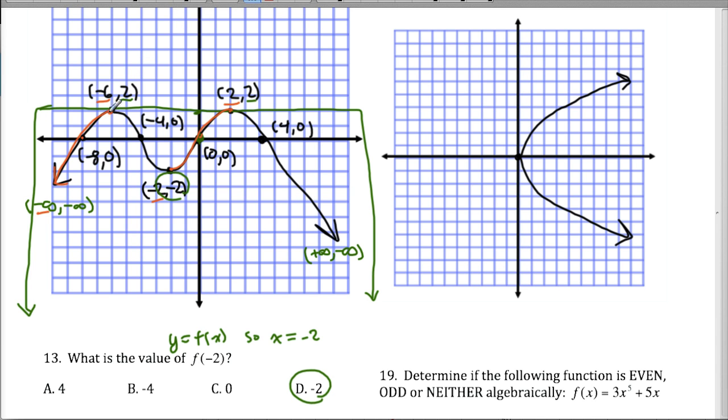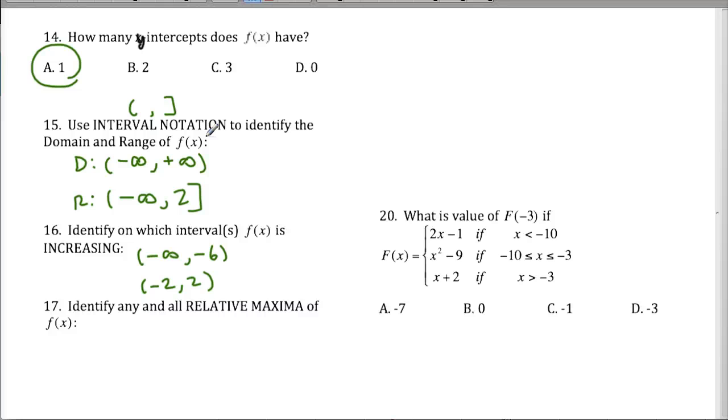That's a relative maxima because it's at the top of the hill, and a maxima is where it switches from increasing to decreasing. Down here, that's a relative minima because it's switching from decreasing to increasing. So at that exact point, it's neither increasing or decreasing, it's switching. Okay, so that leads to our next question, number 17.